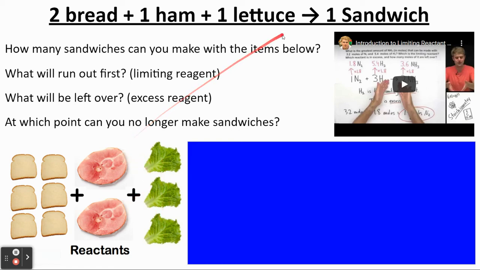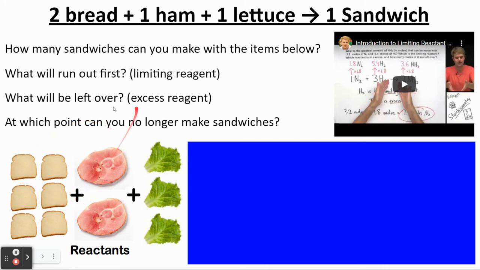If you look, we need 1 ham per sandwich. We don't have 3 hams. This is going to run out before we can make our 3rd sandwich. So in reality, we could only make 2. These ingredients here, these ingredients over here, and then we're out of ham. And the ham limits how much we can make.